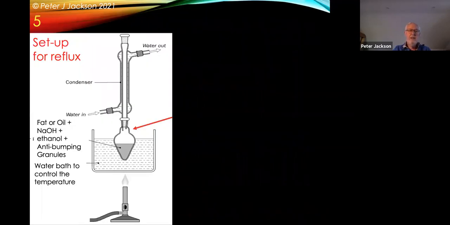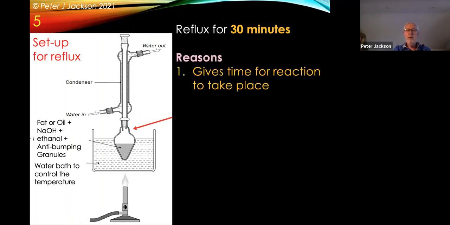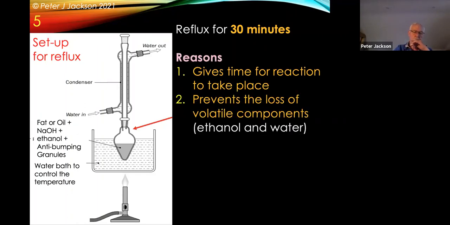The apparatus you need there is set up for reflux. In the flask, whichever shape it is, you have fat or oil, plus sodium hydroxide, plus ethanol, plus anti-bumping granules, and you have a water bath so that it doesn't get too hot, and you have your condenser in the vertical position with water in at the bottom and out at the top. So you reflux for 30 minutes. Reasons: 1, it gives time for the reaction to take place, and 2, it prevents the loss of volatile components, i.e. ethanol and water, so the reaction won't boil dry.